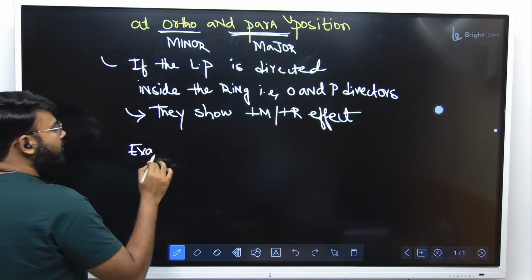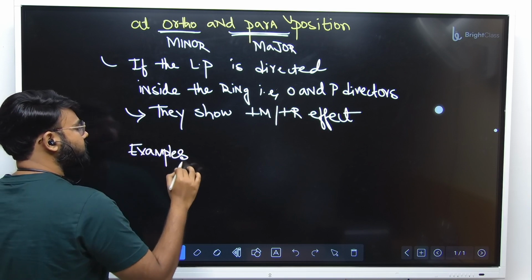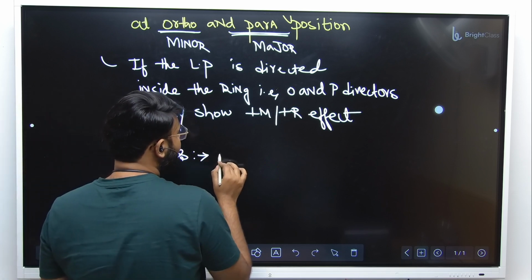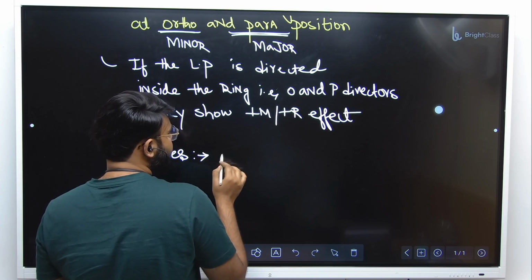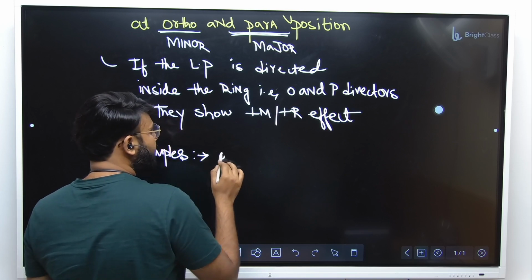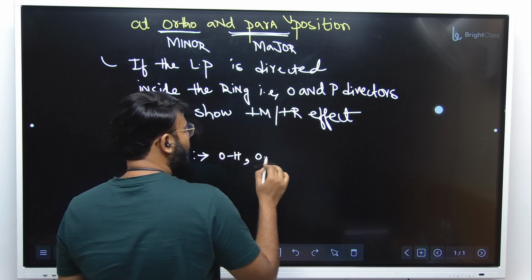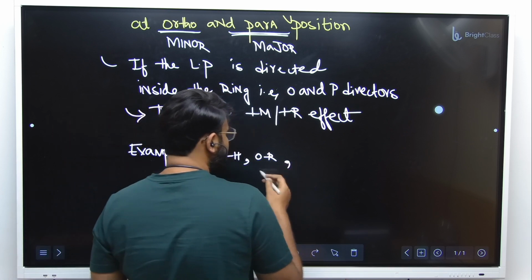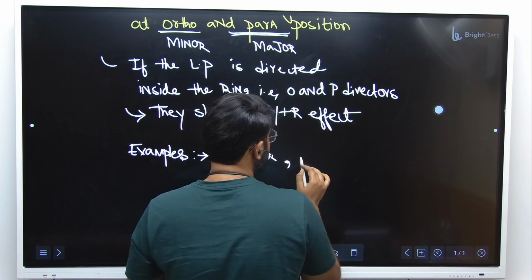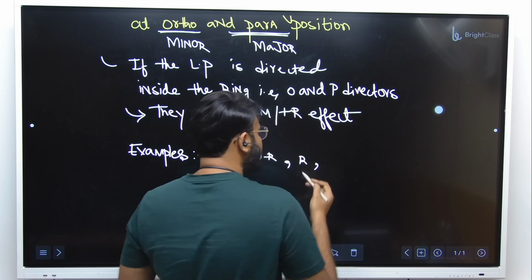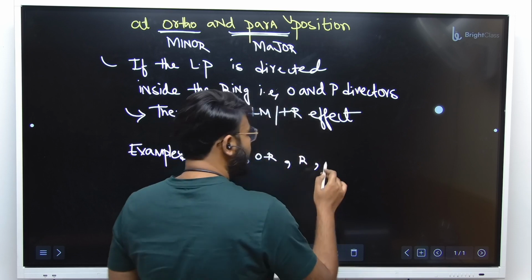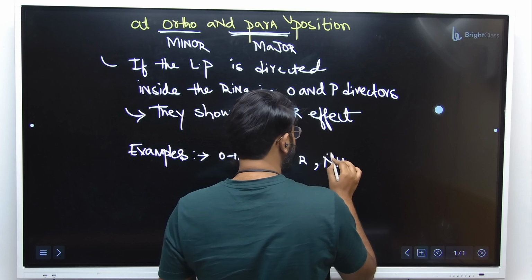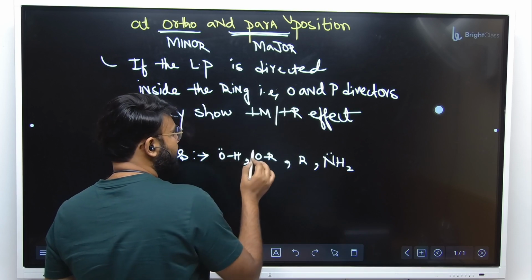So all of you write down the examples. Who are ortho and para directing groups? Write it down. Ortho para directors are basically the OH groups, OR groups, phenol, then anisole. Who else? You can write the alkyl groups, like methyl, ethyl, all of them. Even the amines are one of those. The amine groups are also, if they are present.